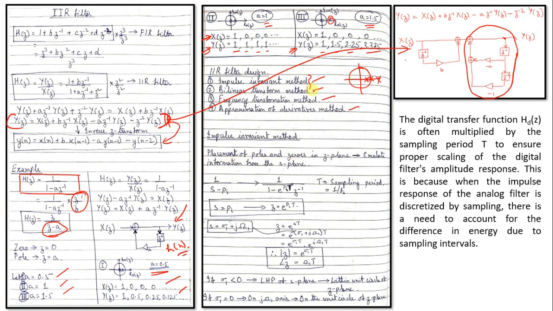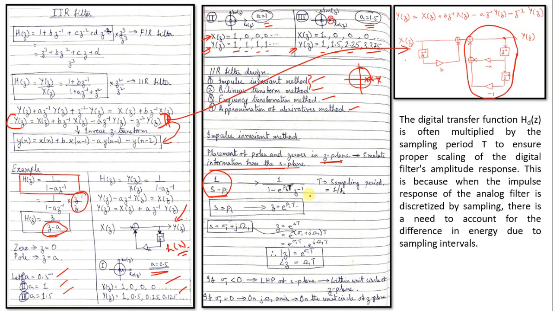It is the simplest method for designing an IIR filter. In the impulse invariant method, the placement of the poles and zeros in the Z plane is based on the information from the S plane, and we just put it into the Z plane by a simple mapping. So how do you do the mapping? 1 by (s minus p_i), where p_i is the location of the pole, is mapped into 1 by (1 minus e to the power p_i T z inverse).